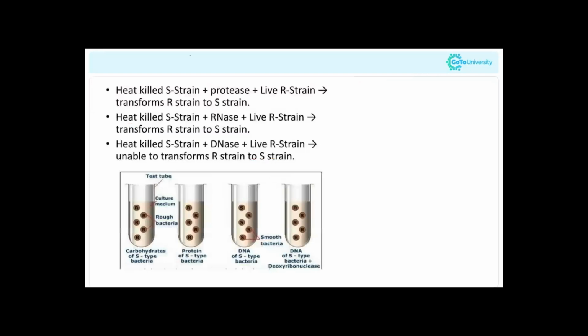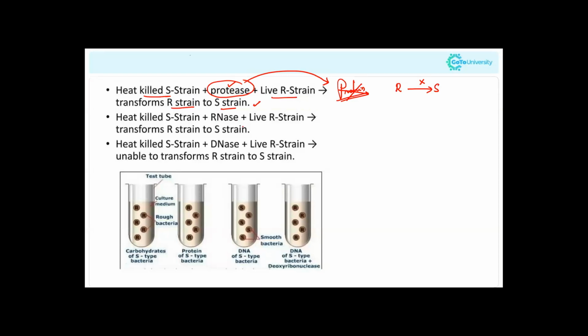Then another experiment was done where they added protease enzyme to the heat-killed S strain and live R strain, and they found that it still transforms R strain to S strain. The protease enzyme is responsible for breaking down proteins. So it was done to find out whether the genetic material was protein or not. If it was protein, the protease would have degraded the proteins and the R strain wouldn't have been transformed to S strain. But it happened here. That means protein is not the genetic material.